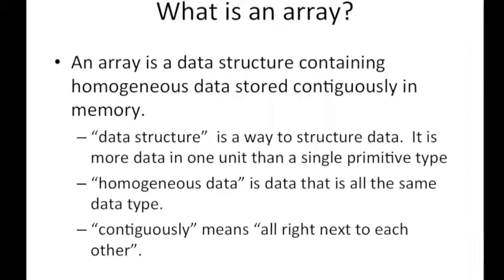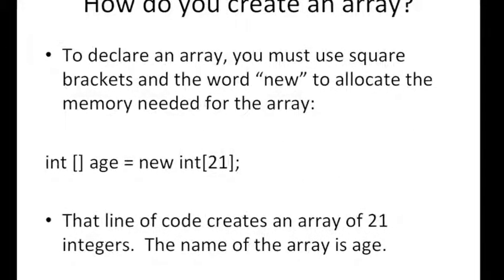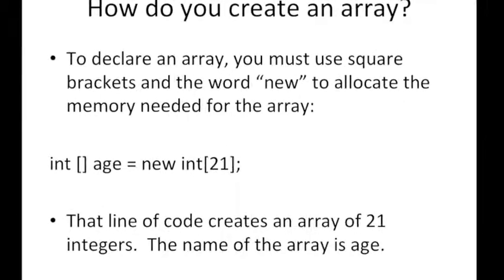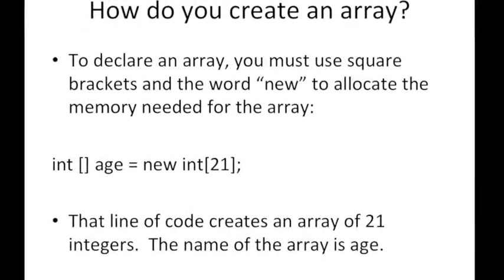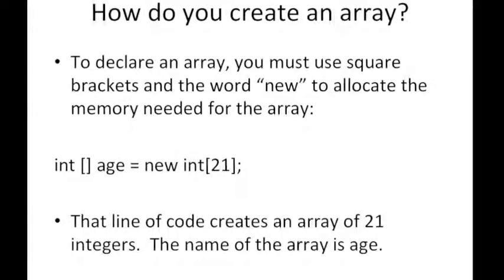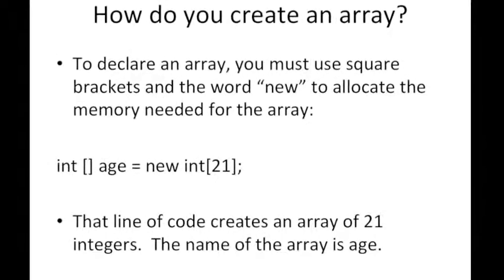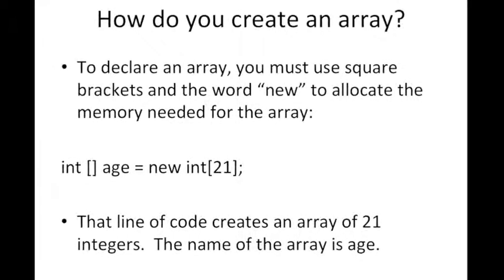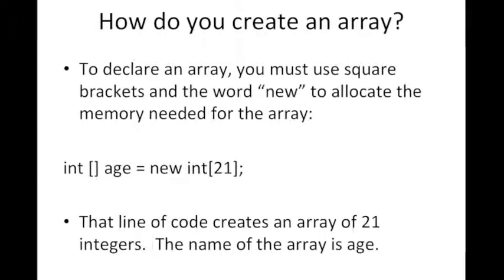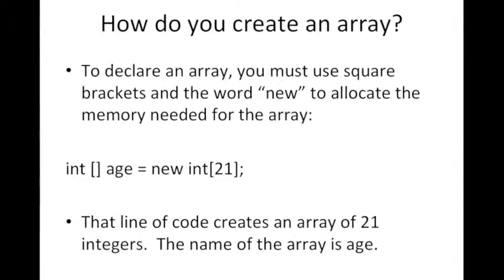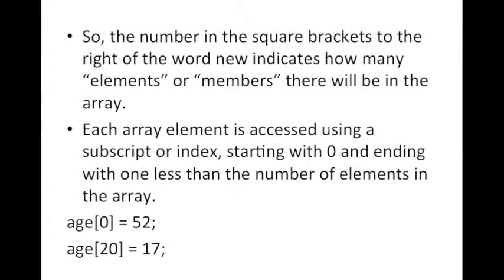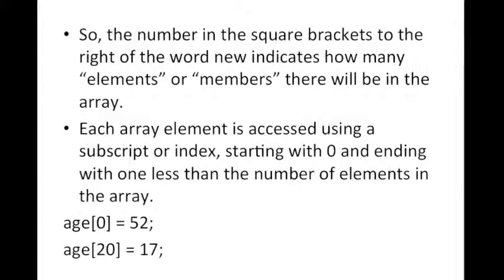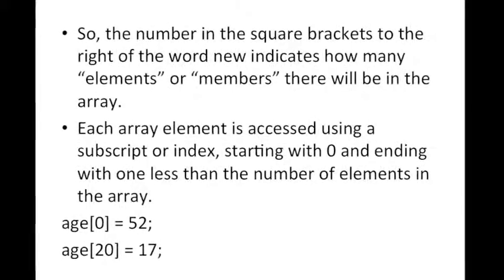So how do we create one of these arrays? First of all, to declare an array, you have to use the square brackets. That's the heads up to Java that you are creating an array and not just a primitive type. Then you have to supply the name for the array, equals new. The keyword new will allocate the memory, and then the data type again and how many of these we want. This line of code creates an array of 21 integers. So the number in the square brackets indicates the total number of elements in the array. Elements or members is what you call each individual piece of data that is in that array.